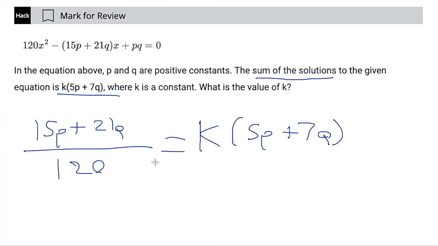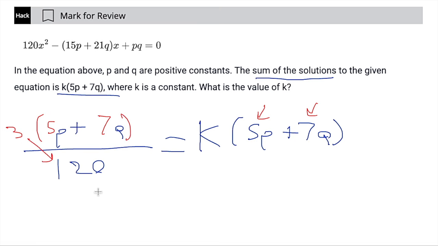We want to get these sides to look like each other. So if we can make 5p plus 7q show up on the left side, we will be good. And we can certainly do that. We can take 3 out of here and factor this so that instead of 15p, we get 5p, and instead of 21q, we get 7q, right? Because 3 times 5 is 15, 3 times 7 is 21. Boom, we've done it. So now we just have to simplify.